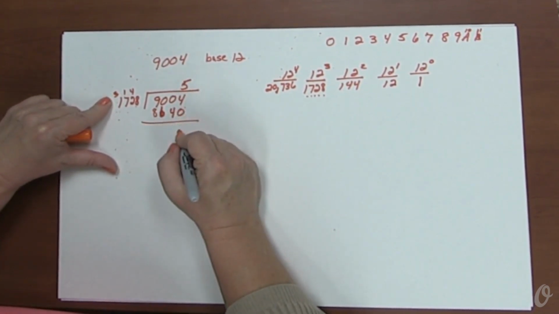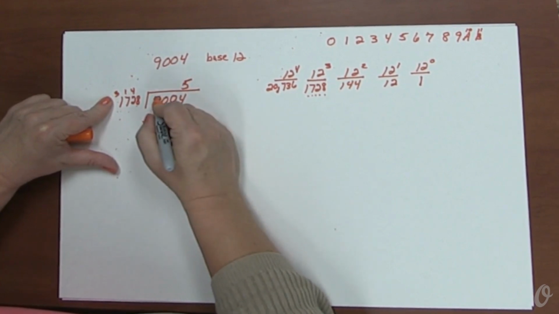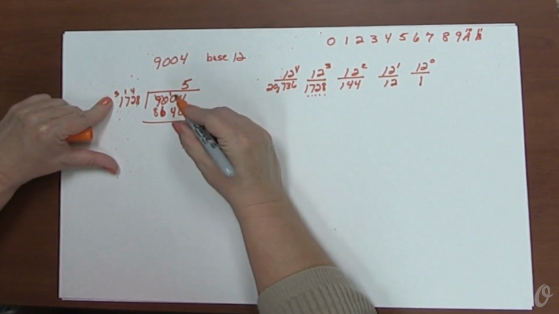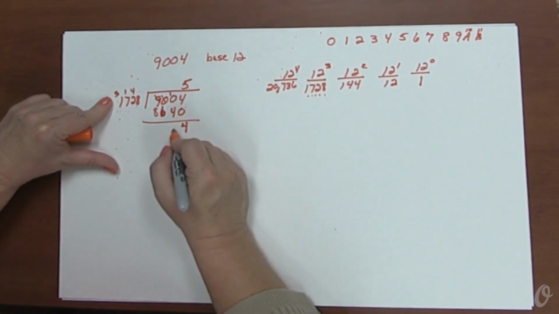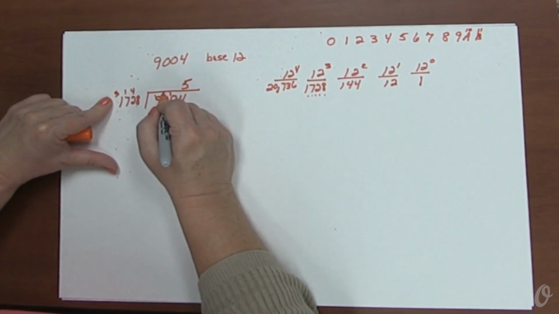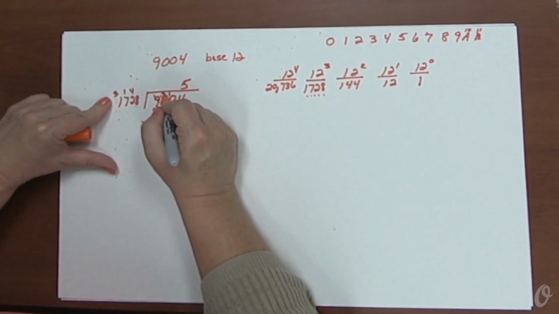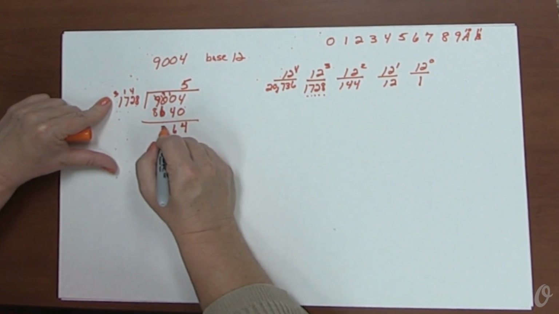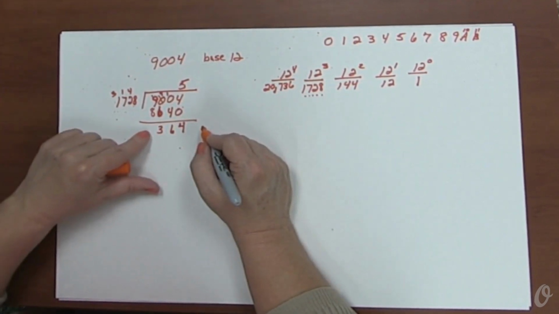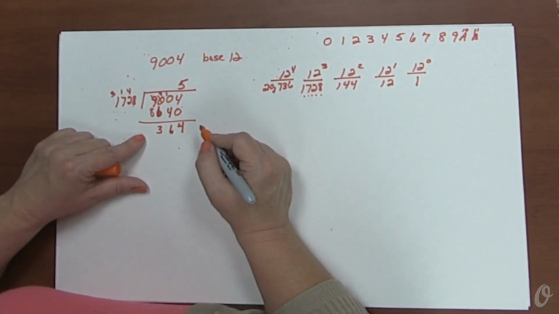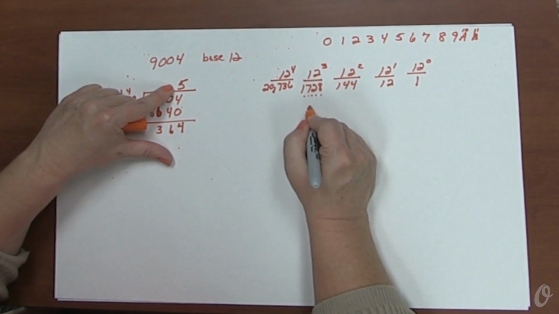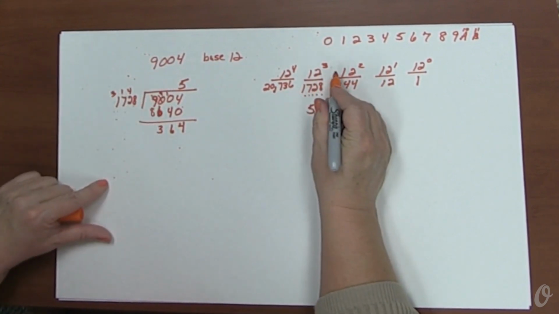Now I'm going to subtract, and I have 4. I'm going to borrow, and when I borrow, I'm borrowing groups of 10. So 14 minus 8 is 6. Now I borrowed here, and I borrowed again, so it's going to be 9. 9 minus 6 is 3. 8 minus 8 is 0. So now I have a remainder of 364, and I had 5 groups of 12 cubed.